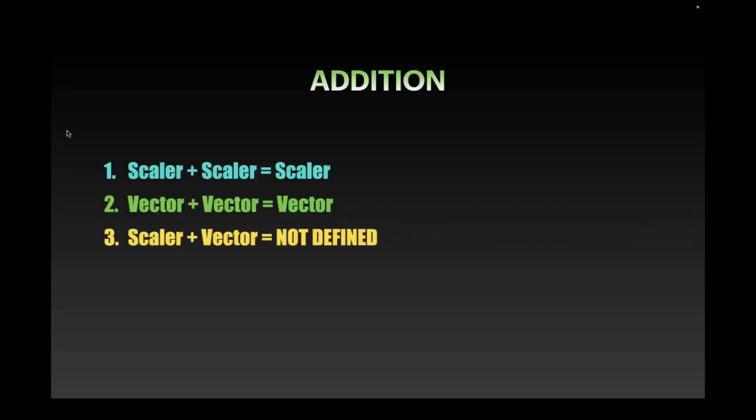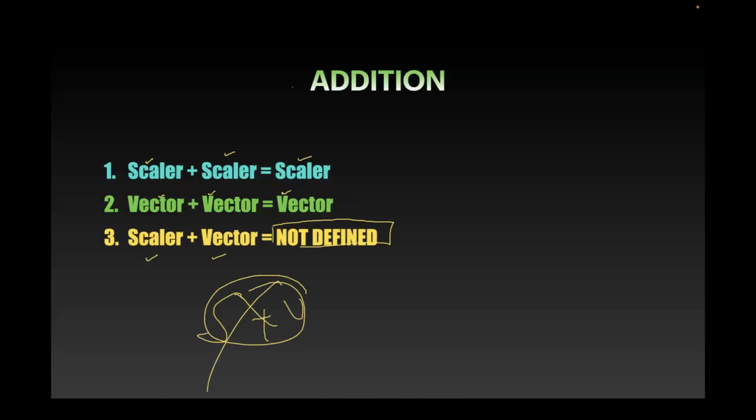First, we learn about the addition part. Listen to me. When you add two scalars, you get a scalar. When you add two vectors, you get a vector. But when you add a scalar and a vector, it is not defined. You can't add a scalar and a vector. Not possible to add. So you can directly tell: can't add.